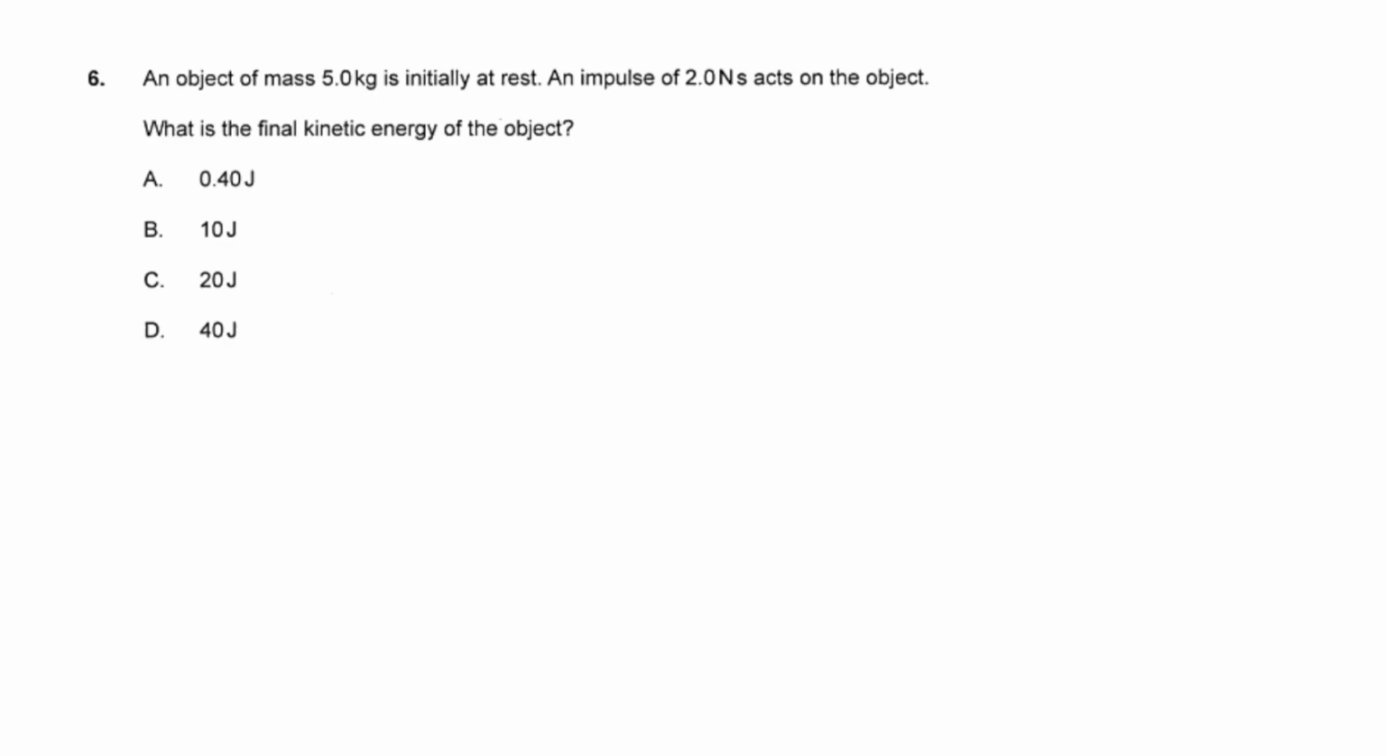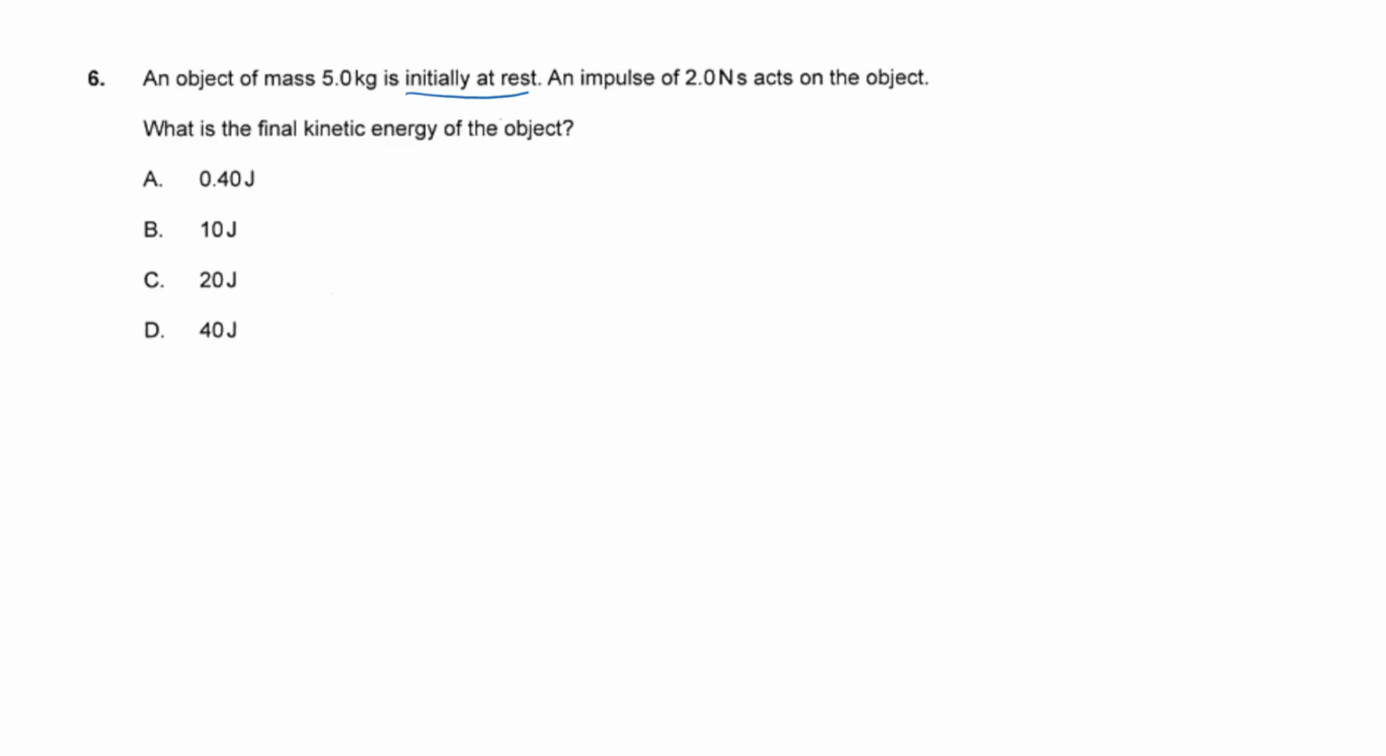IB Physics M2025 Time Zone 2 SL Paper 1A Question 6. An object of mass 5 kilograms is initially at rest. An impulse of 2 Newton seconds acts on the object. What is the final kinetic energy of the object?